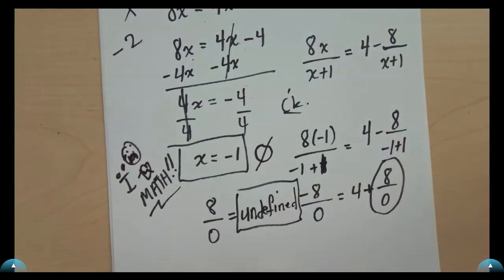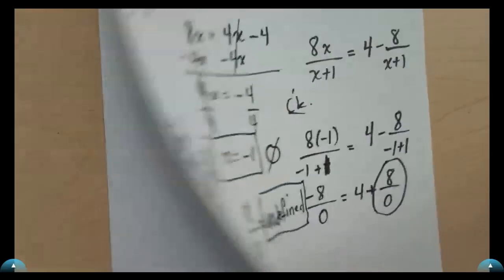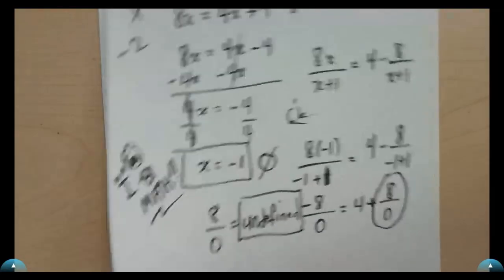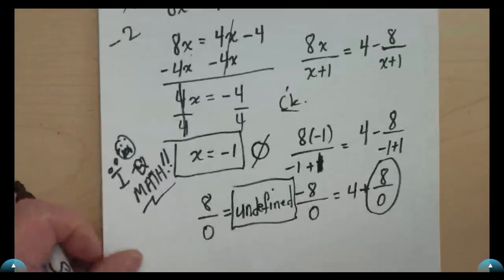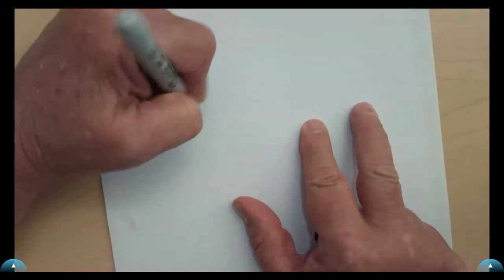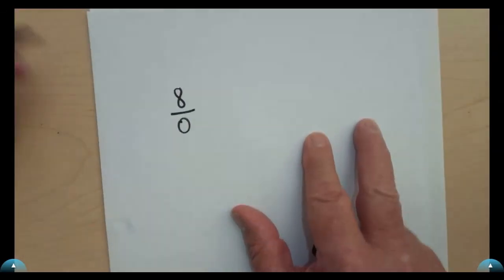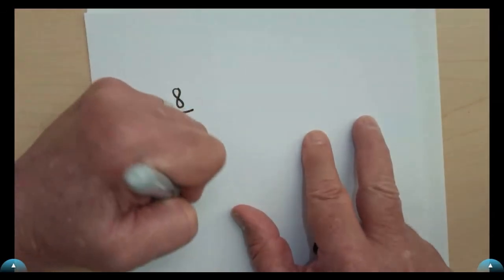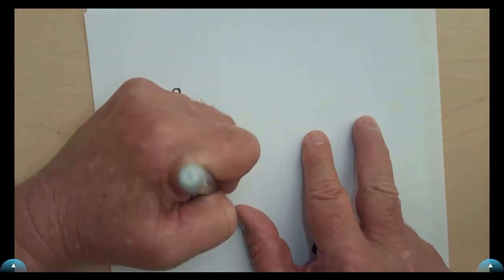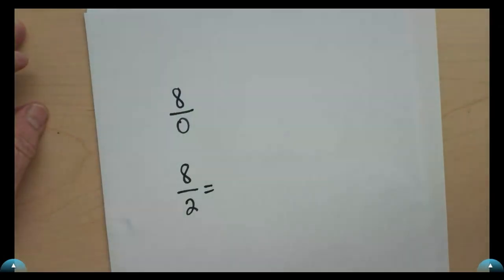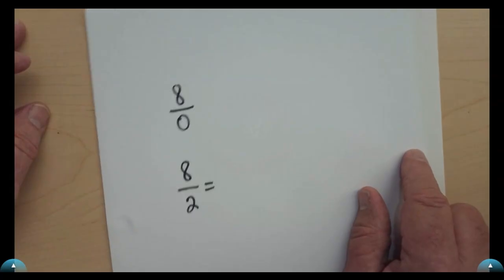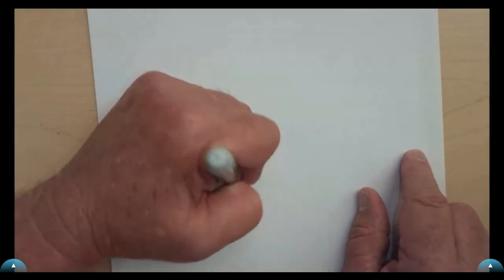So let's talk about why, because this is an issue that's going to pop up again, probably at least when we talk about slope of a line, and I think it's even going to pop up in more places than that. So let's talk about 8 divided by 0. First, let's talk about something like maybe 8 divided by 2. What's 8 divided by 2 equal to? 4. I agree, it's 4.